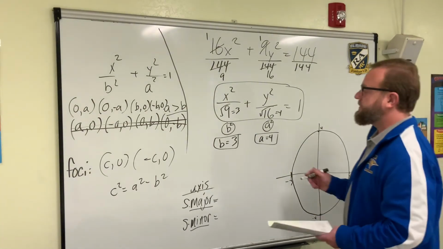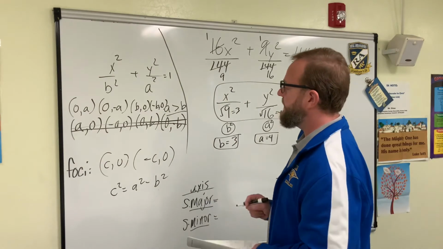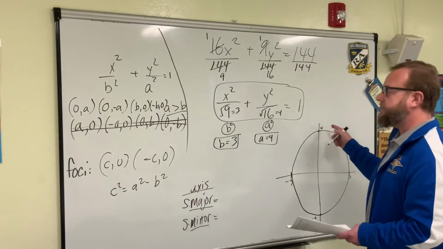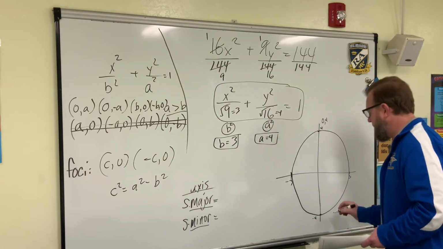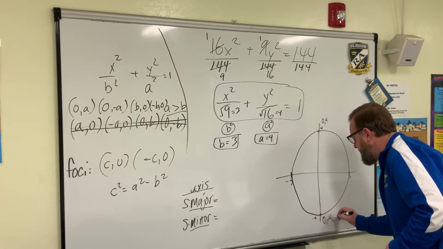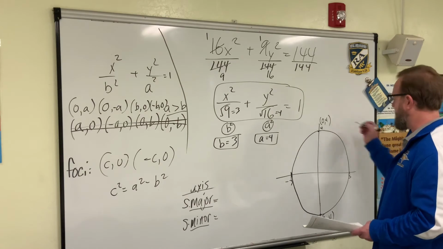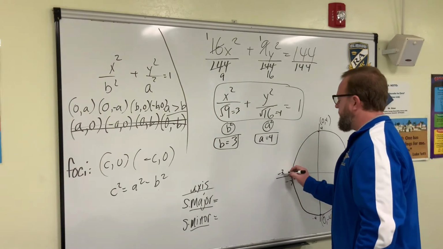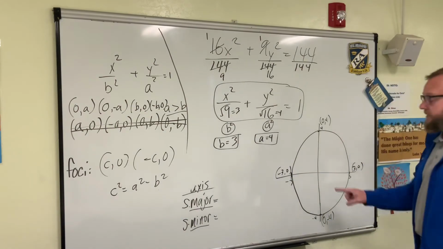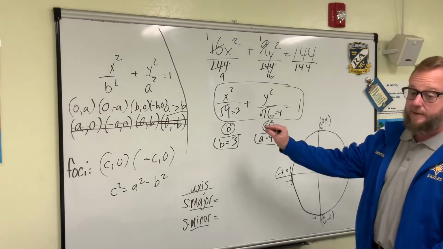Yeah. So then I plug these values in here, and we labeled these, but not really all that well. 0, 4. 0, negative 4, right? And this is 3, 0, negative 3, 0. So those are my four vertices. I would put those on the blank.